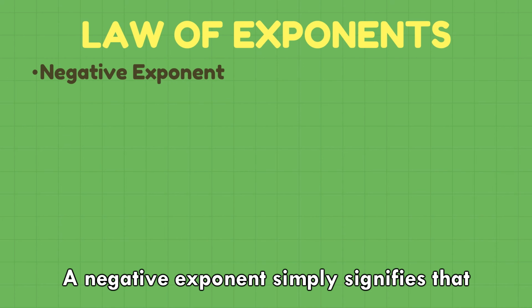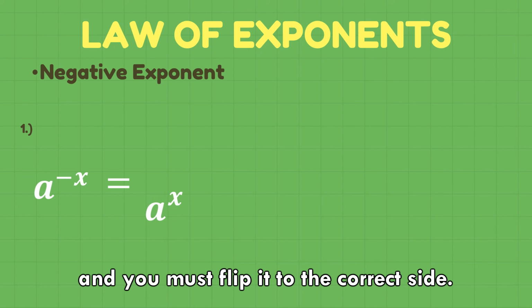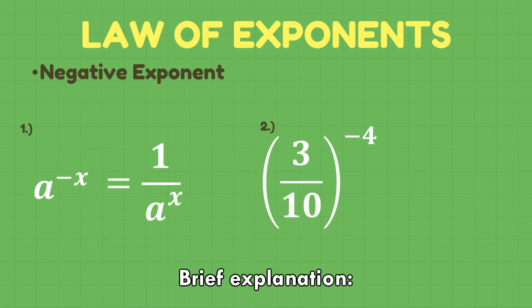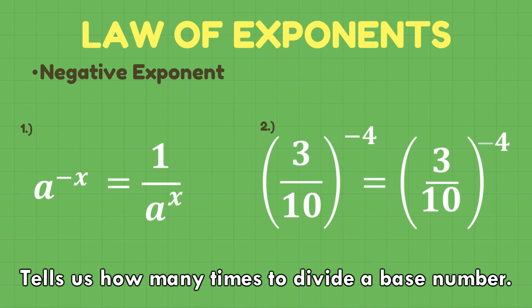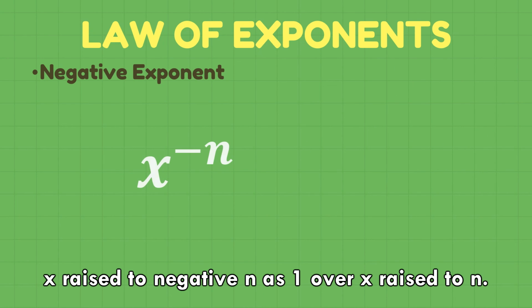Negative exponent. A negative exponent simply signifies that the base is on the incorrect side of the fraction line, and you must flip it to the correct side. Brief explanation. It tells us how many times to divide the base number. We can rewrite a negative exponent like x raised to negative n as 1 over x raised to n.